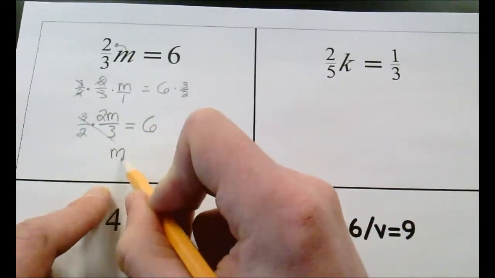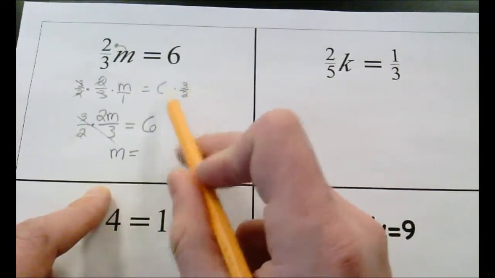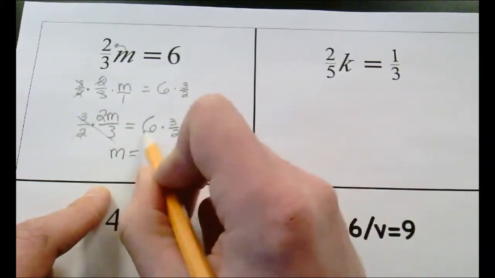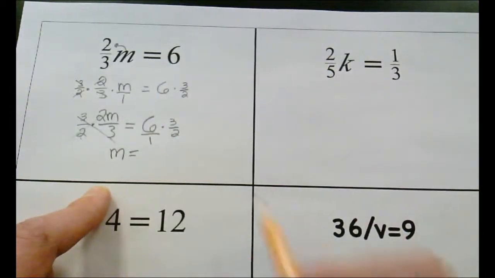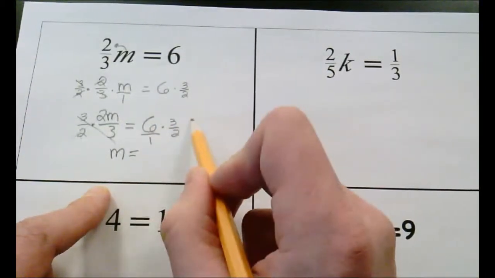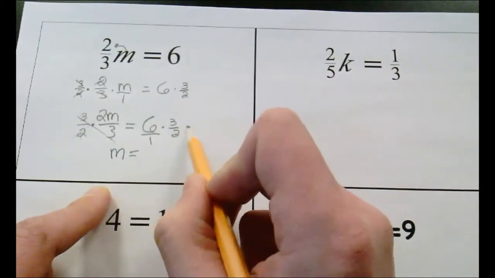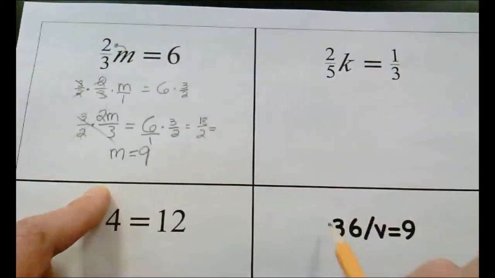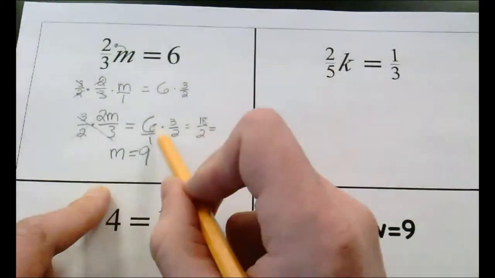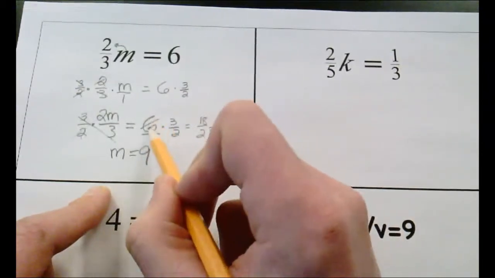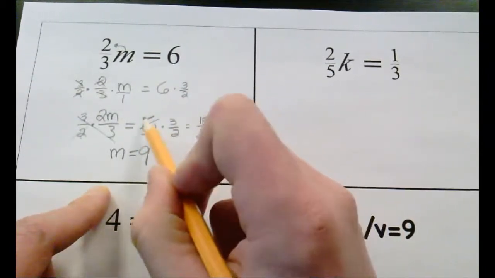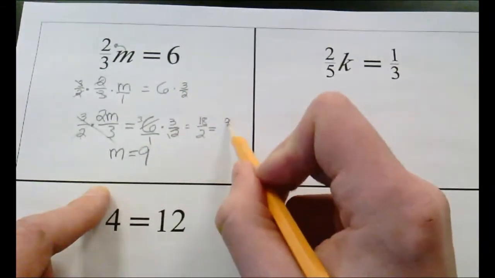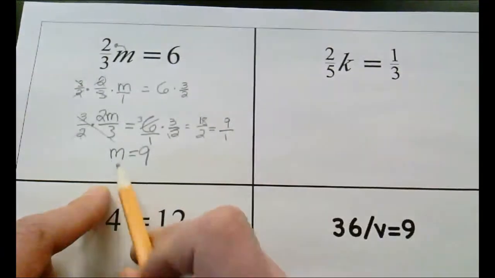What you're left with is m equals, and all you have to do over here is solve. You should know that 6 over 1 is the same thing as 6. We multiply across, we get 18 over 2. Because we get 18/2, we know that answer is 9. Otherwise, you could have simplified beforehand. 6 and 2 could both be divided by 2. You get 3, you get 1. 3 times 3 is 9. 1 times 1 is 1. m equals 9.